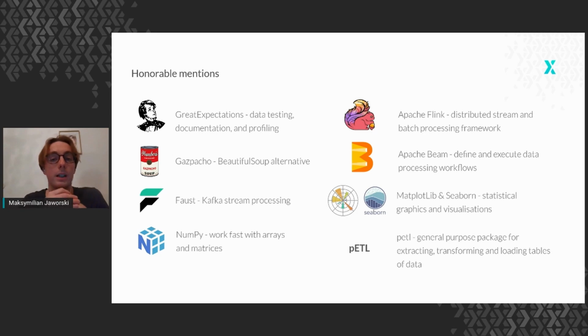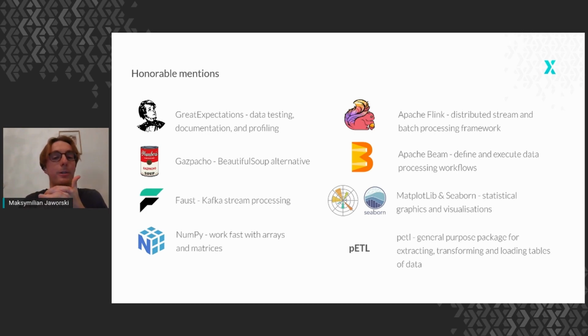And before we finish, let's take a look at some honorable mentions, which didn't reach the main core of the presentation. So firstly, we've got Great Expectations, and trust me, this could be another presentation. Great Expectations is a great tool for data testing, creating documentation for data, and data profiling. We've got Gazpacho, which could be an alternative for Beautiful Soup. We've got Faust for processing Kafka streams in Python, the way that Kafka Streams is doing it. We've got NumPy for fast mathematical work with arrays. And by the way, Pandas, for example, is built on top of NumPy.